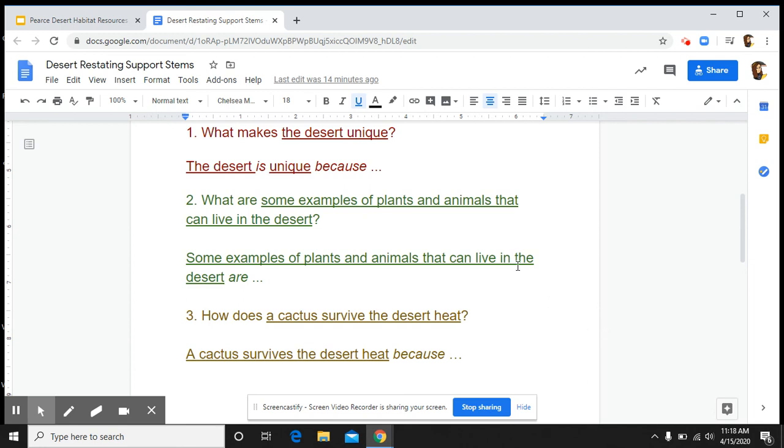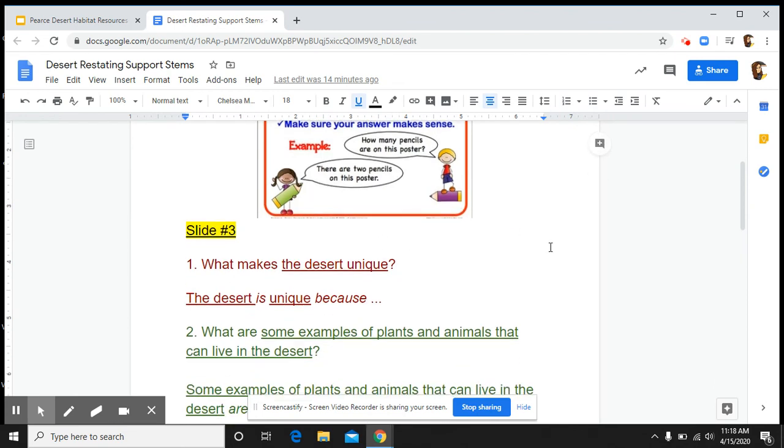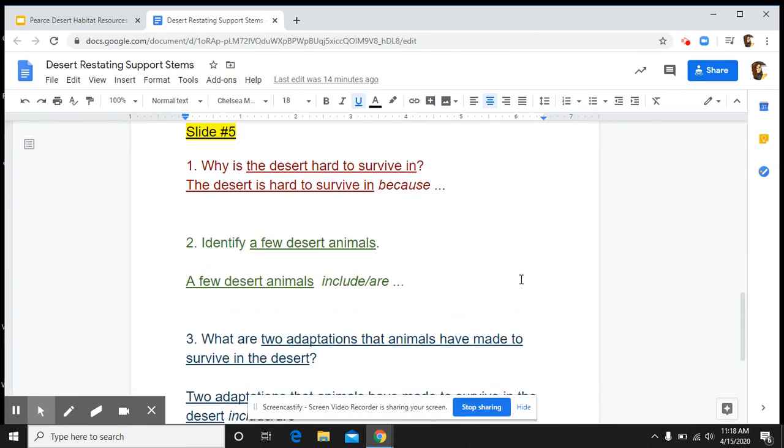In this document, there are support stems for your questions on slide 3. And if we scroll down here, as well as for questions that you will find on slide number 5. This support stem document will be linked into both slides. So as you work through your questions, if you need some restating help, this is a good resource to go to. And of course, as always, when you finish writing your answer, please be sure to check for capitalization and punctuation.